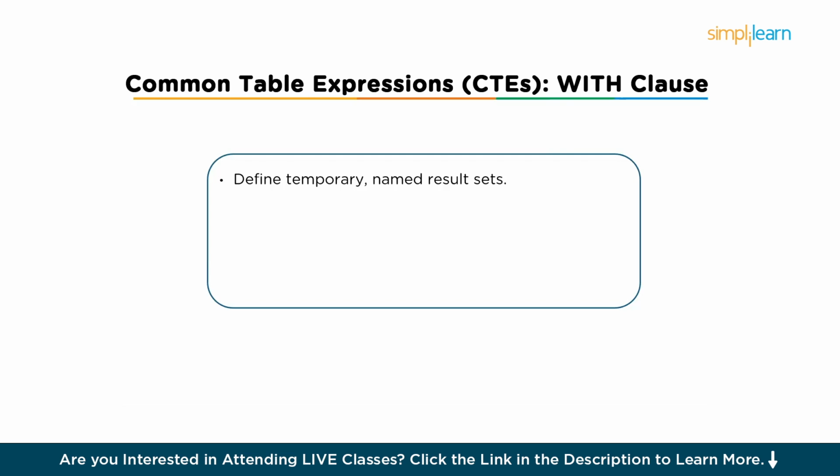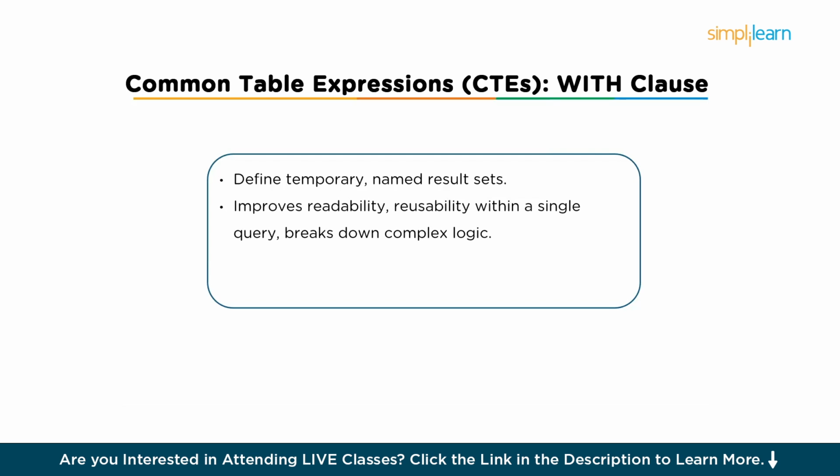Each CTE can build upon the previous one, making your thought process explicit in your code. For instance, you might define one CTE to calculate total sales per product and then another CTE to find the average of those totals. And then your final query selects from the second CTE.